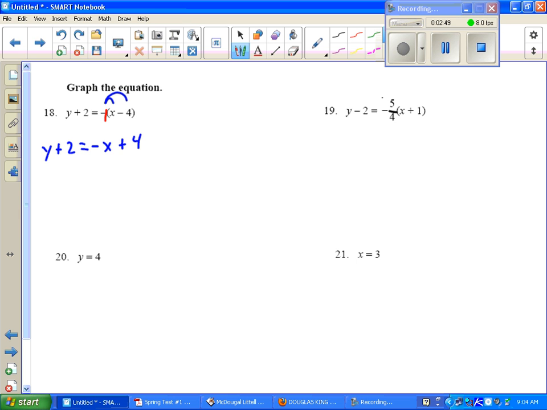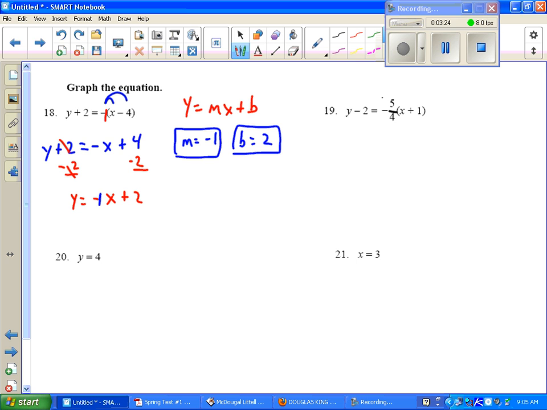We want slope intercept form, we want to say y equals mx plus b. So we need to isolate y. We need to get it by itself. We need to get rid of that y plus 2 by subtracting it. If you subtract 2 on the left, you have to do the same thing on the right. It'll cancel it out and leave you with just y equals negative x plus 2. And that is y equals mx plus b, with your negative 1 not being shown. Your m value is negative 1, and your b value is 2.